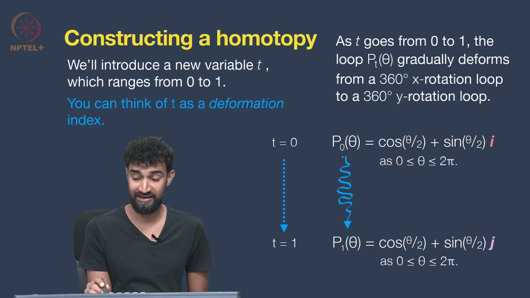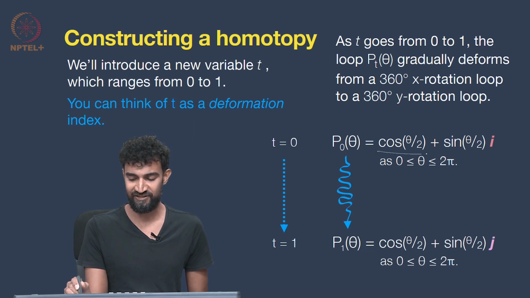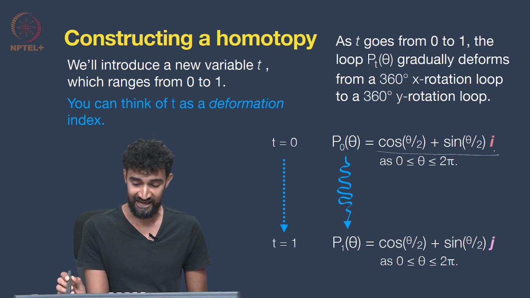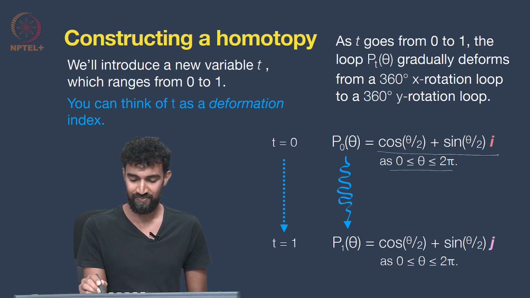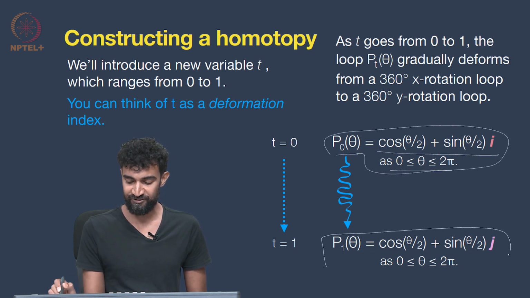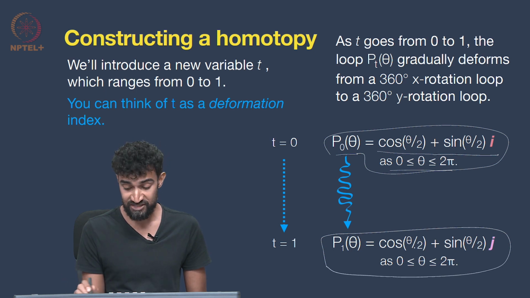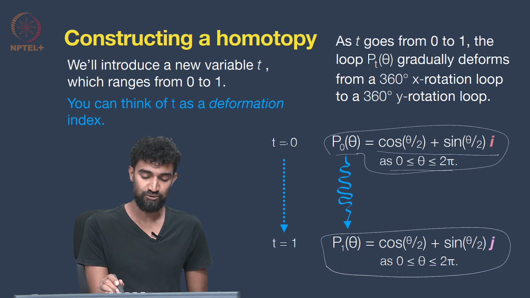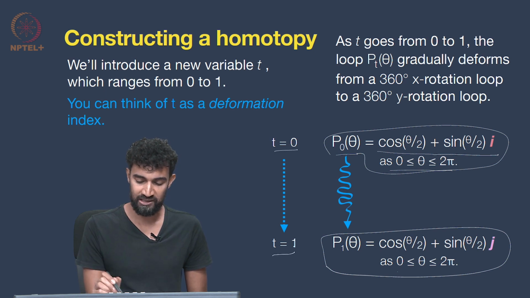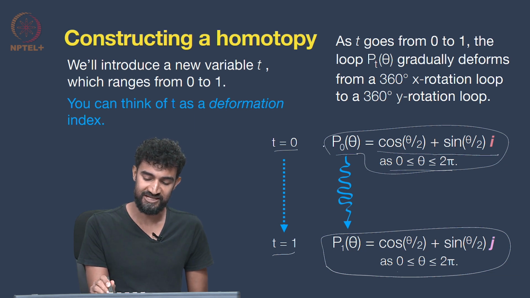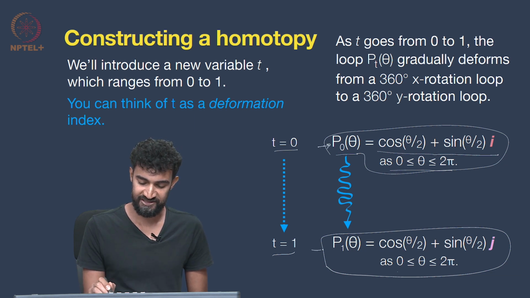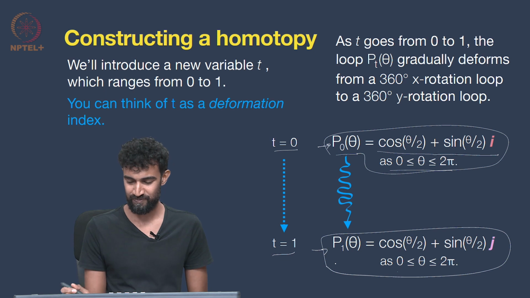Well, that has to represent the x rotation loop. So it's literally going to be cosine of theta over 2 plus sine of theta over 2 times i, as theta goes from 0 to 2 pi. That's what p0 is going to be. Similarly, p1 of theta is a different loop. It's a y rotation loop, so it's given by this formula, cosine of theta over 2 plus sine of theta over 2 j, as theta goes from 0 to 2 pi. But as this new deformation parameter, t, goes from 0 to 1, we have to transform this loop into this loop. We have to deform this loop into this loop somehow, algebraically.